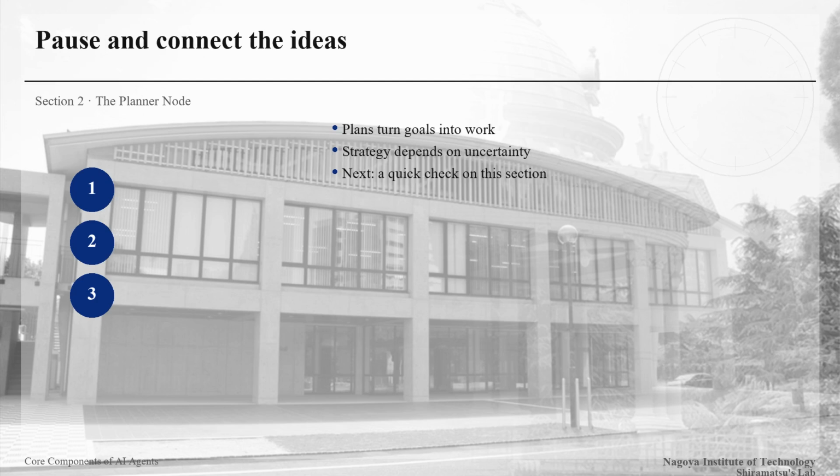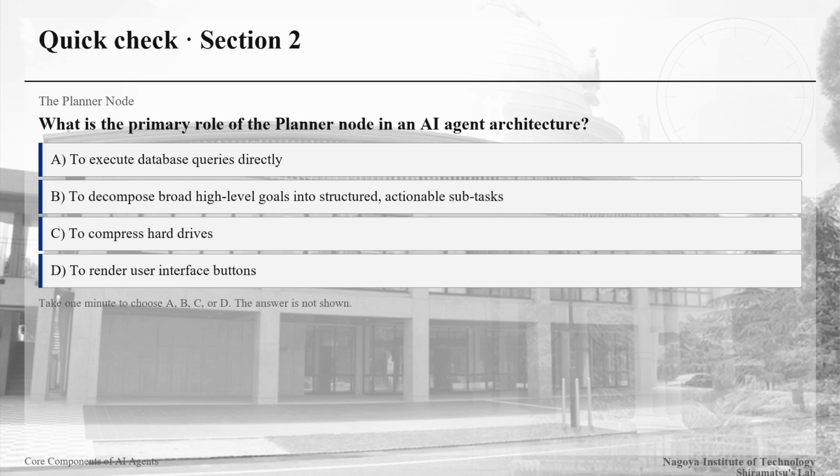Pause here. Plans turn goals into work, and strategy depends on uncertainty. Now the quick check. Quick check after Section 2. What is the primary role of the planner node? Choose A, B, C, or D. Take 1 minute to think, then choose A, B, C, or D. The correct answer is not shown.